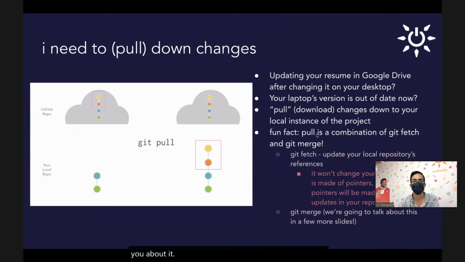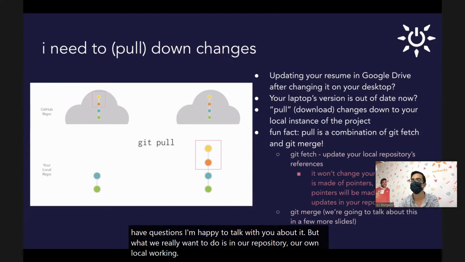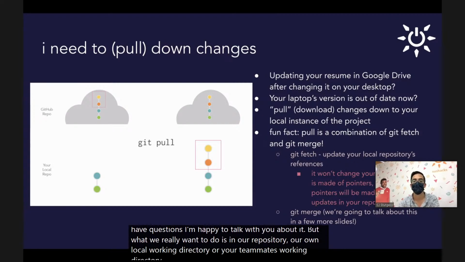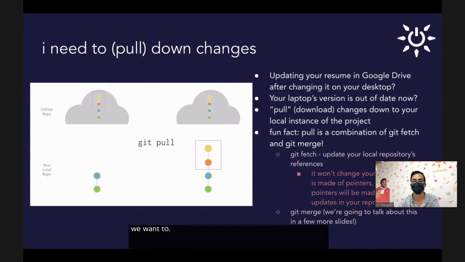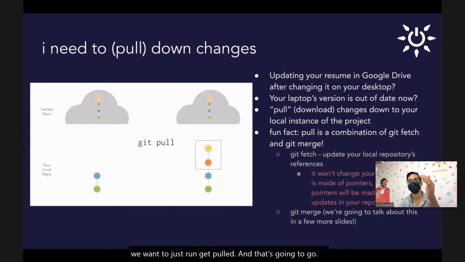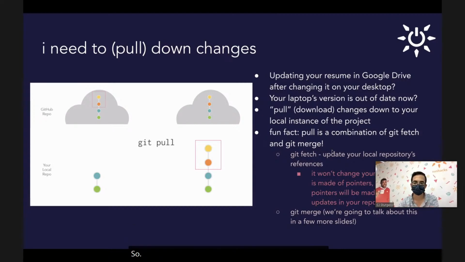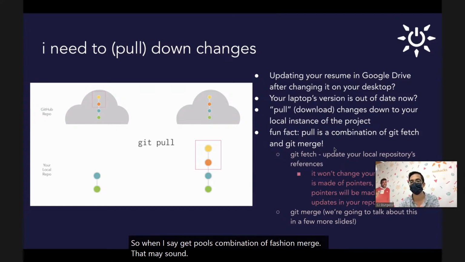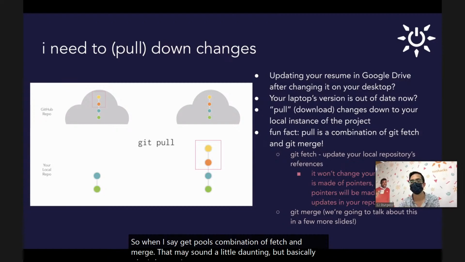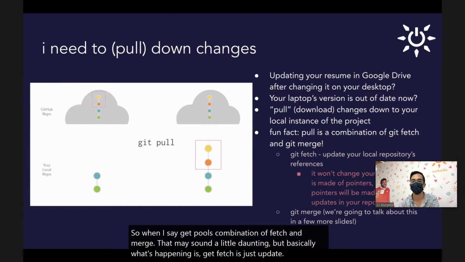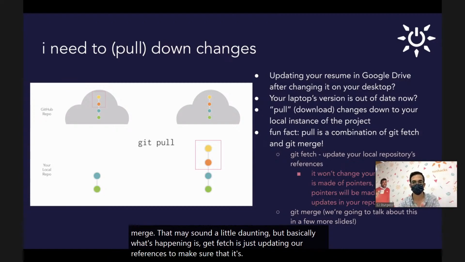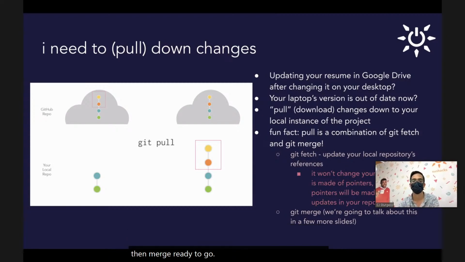But what we really want to do, in our repository, our own local working directory, or your teammate's working directory, rather than using git push, is just run git pull. And that's going to go ahead and pull down all of the current working set of code. So when I say git pull is a combination of fetch and merge, that may sound a little daunting, but basically what's happening is git fetch is just updating our references to make sure that it's currently referencing the correct place in the repository. And then merge, we're going to go into a little bit more right now.